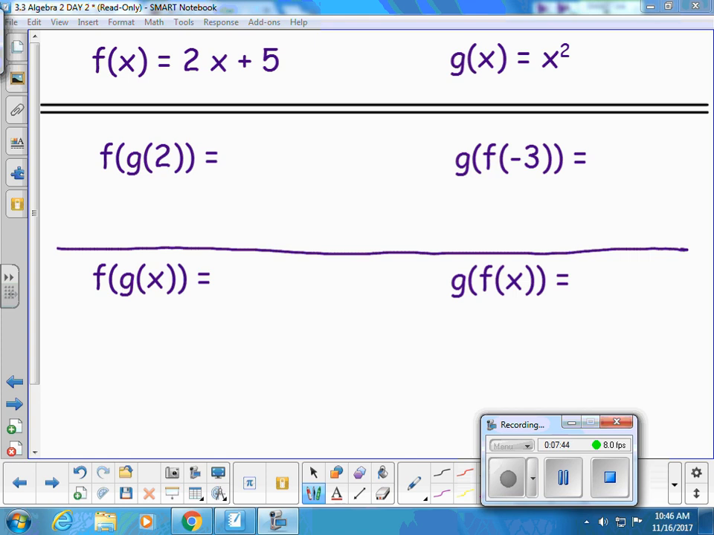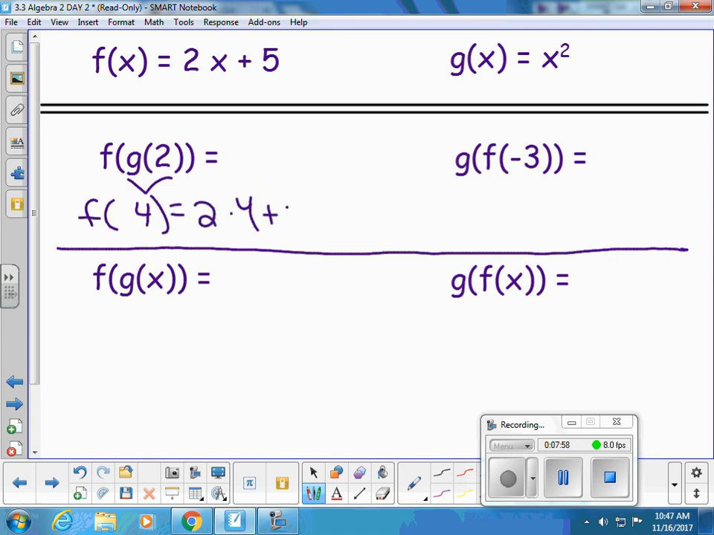All right, so I gave them some work time, and we did get an answer from a student. She put a 2 in for function g, so she basically did 2 squared, got 4. And now she's going to put a 4 in function f, so she'll do 2 times 4 plus 5, and that's 13. Perfect.